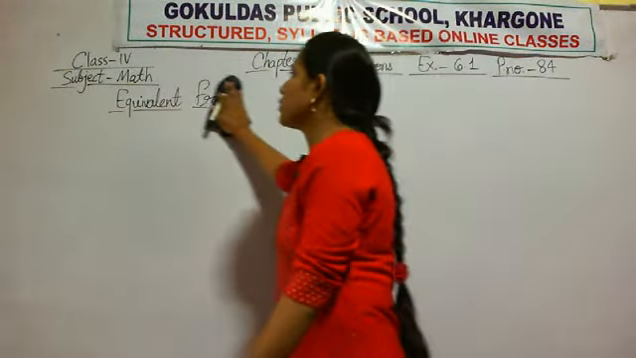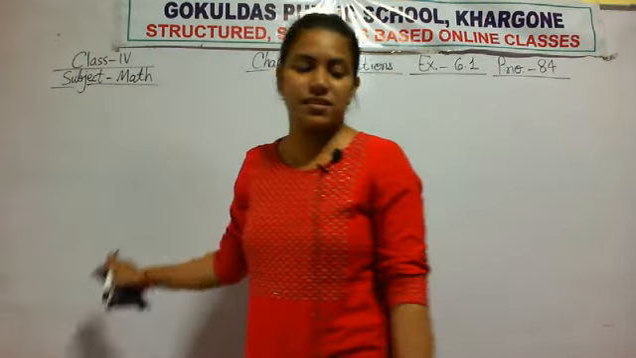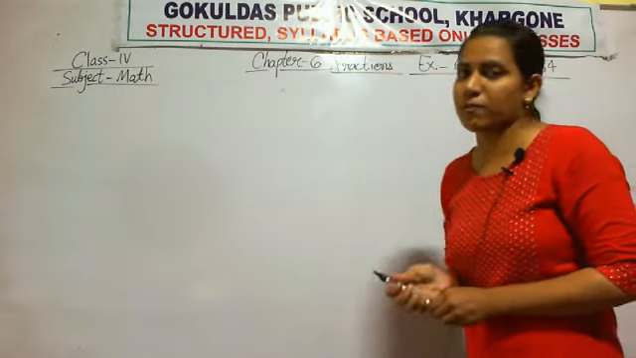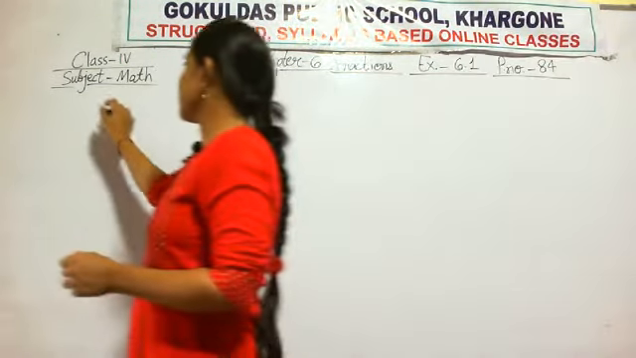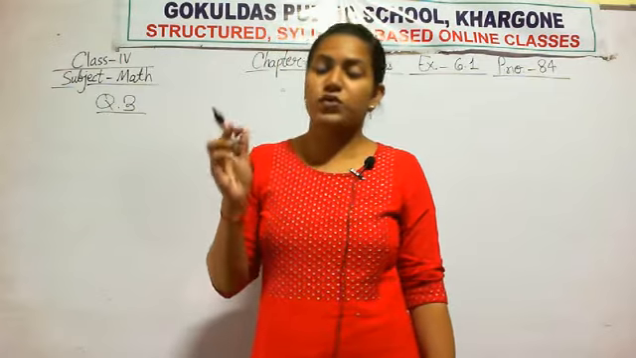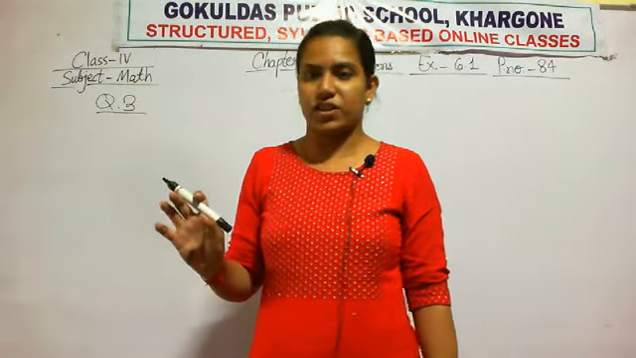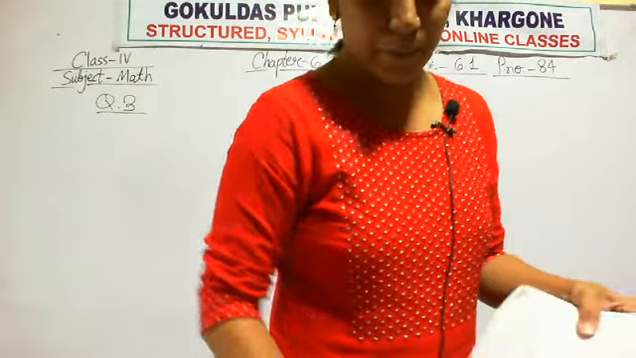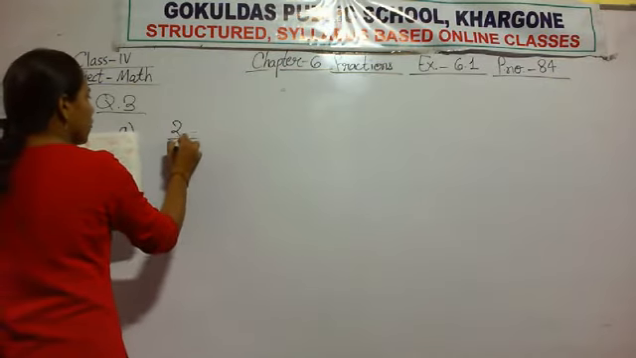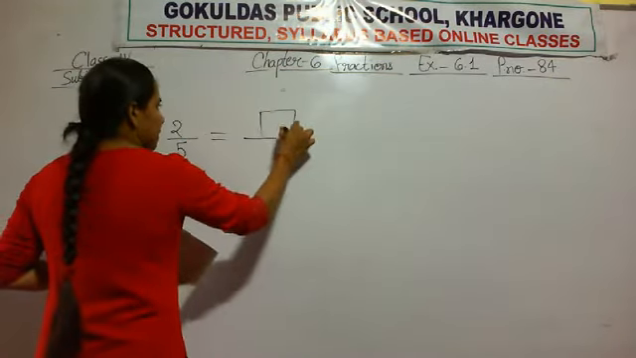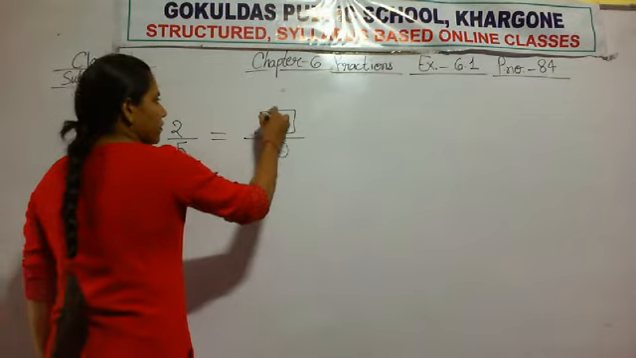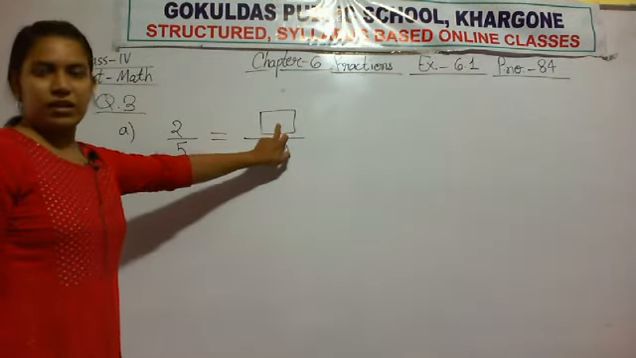Now I am moving towards question number 3 of exercise 6.1, which is on page number 84. So open page number 84, question number 3. Question number 3 says: fill in the boxes with suitable numbers to get equivalent fractions. Part A: 2 upon 5 is equal to blank upon 10. What number will come here?